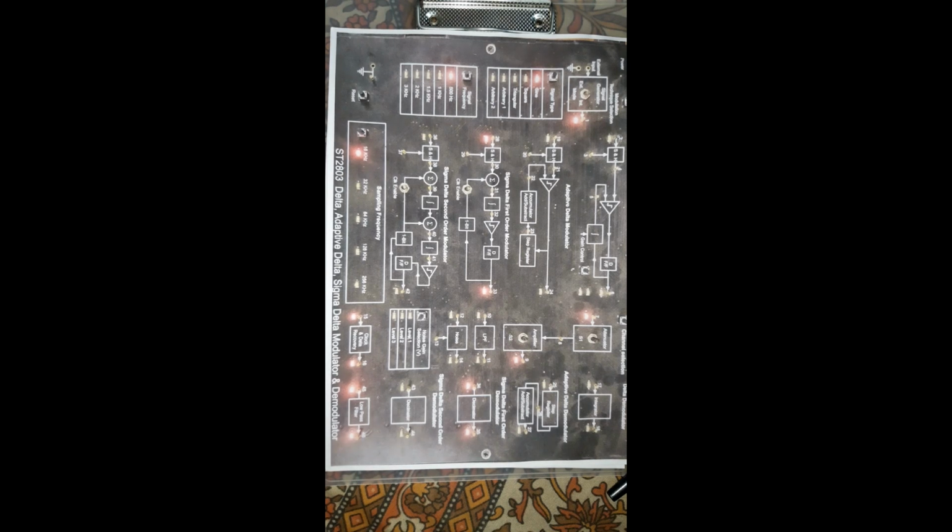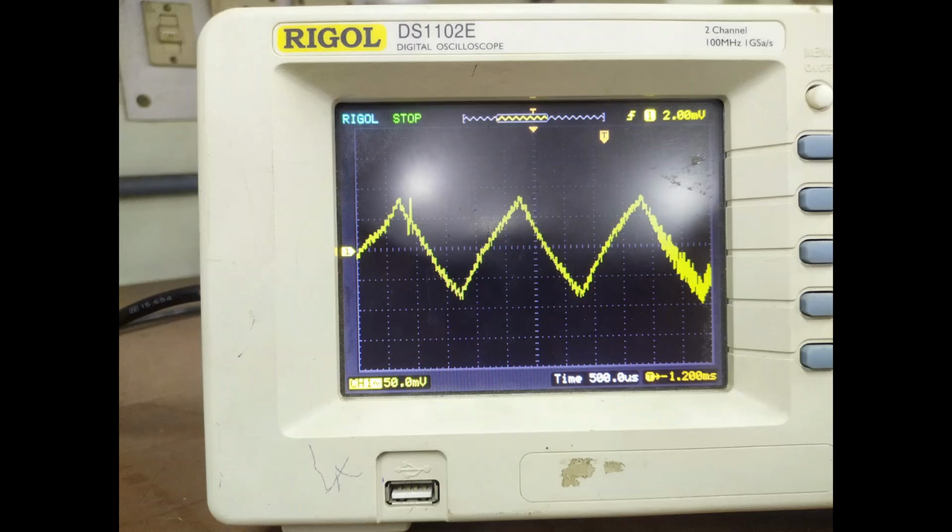A perfect triangular signal will be produced theoretically, but there will be much more distortion. I am showing the signal that was produced in the laboratory during the experiment. Now this is the signal. I hope you can see it over the screen. This is the triangular signal, but a little more distorted.